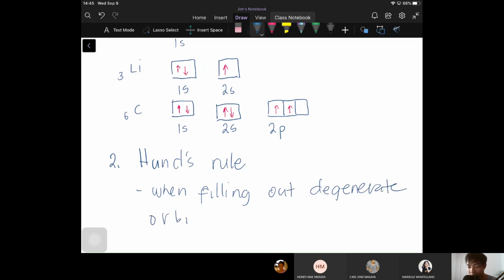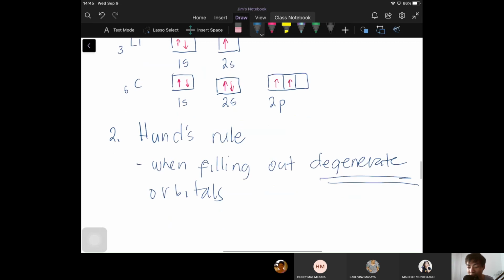Para tayong Khan Academy dito. Sabi niya, when filling out the degenerate orbital, sir, ano yung term na degenerate? Yung degenerate, meaning nun, nasa isang orbital ka, pero maraming boxes. Maraming shapes na possible. So, may multiple orbitals ka sa isang orbital. Nasa p orbital ka pa rin, 3 shapes, pero nasa same orbital ka. Yun yung meaning ng degenerate: you have multiple boxes for one orbital.